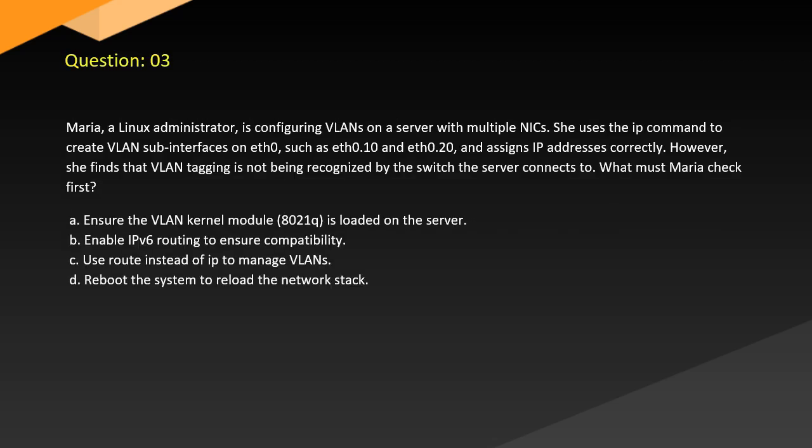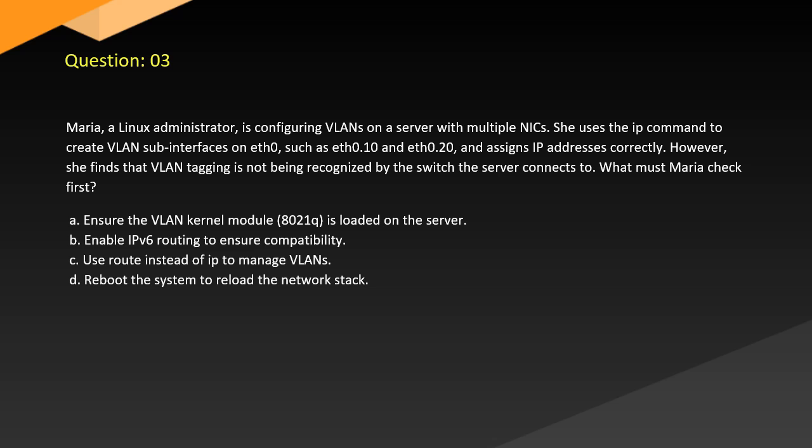Question 3. Maria, a Linux administrator, is configuring VLANs on a server with multiple NICs. She uses the ip command to create VLAN subinterfaces on eth0, such as eth0.10 and eth0.20, and assigns IP addresses correctly. However, she finds that VLAN tagging is not being recognized by the switch the server connects to. What must Maria check first?